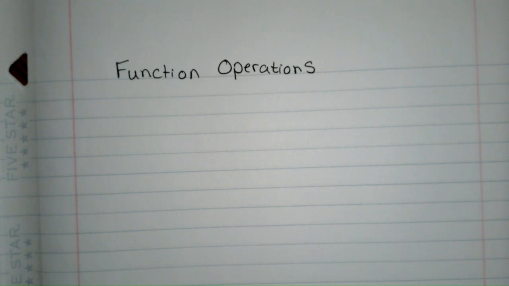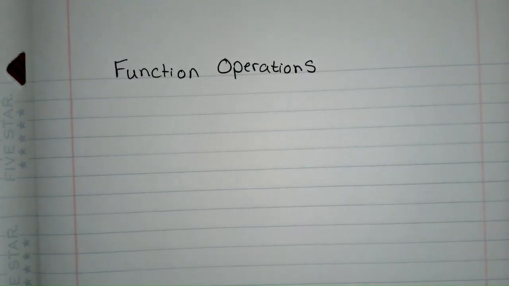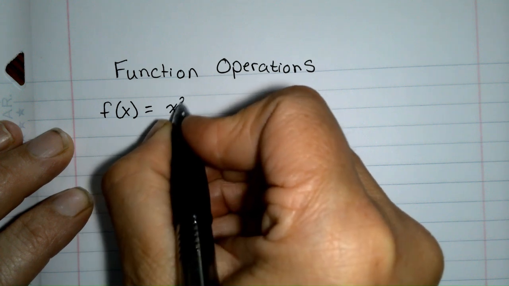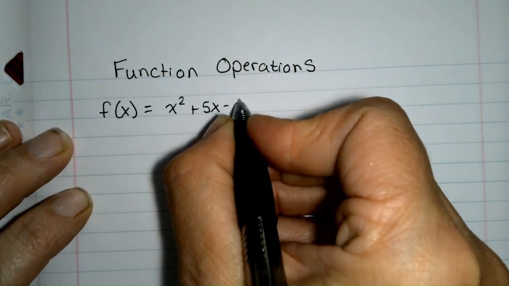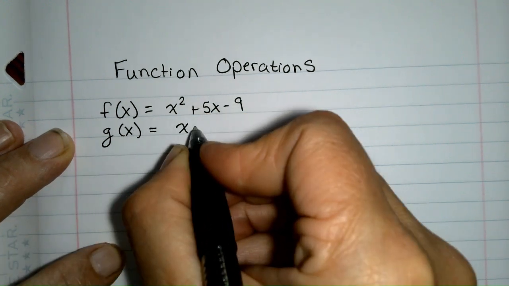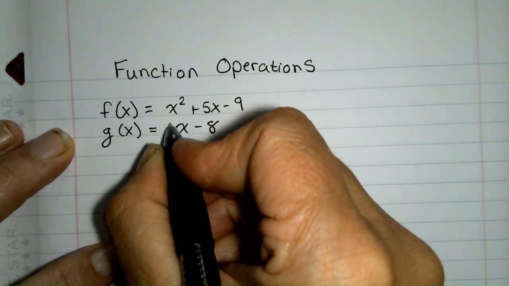Welcome to function operations. I really do think that most of this video is going to be just needing to assimilate a new way of writing to something that you already know how to do. So for example, I'm going to have f of x equal x squared plus 5x minus 9 and g of x equaling x minus 8. We'll go ahead and make that 3x minus 8.